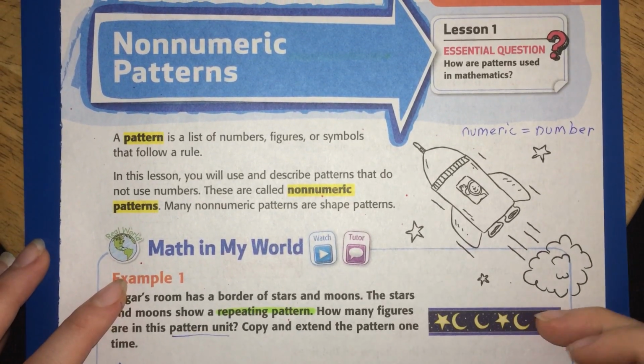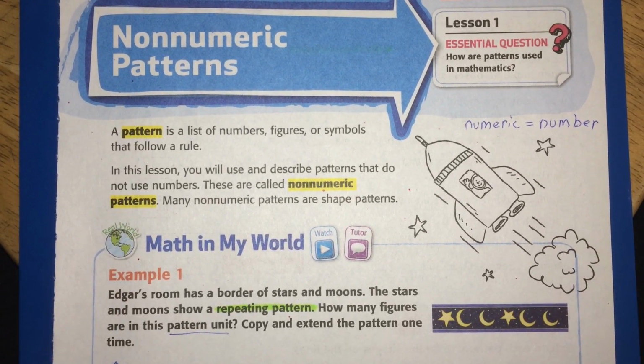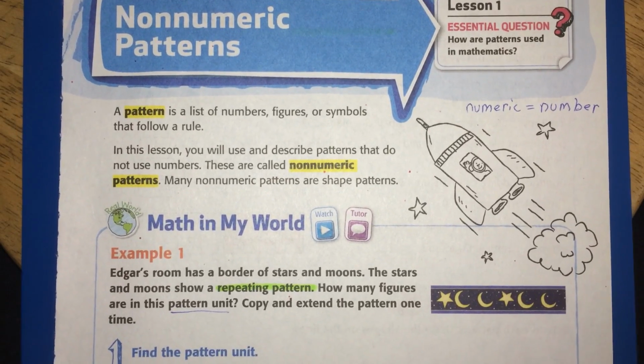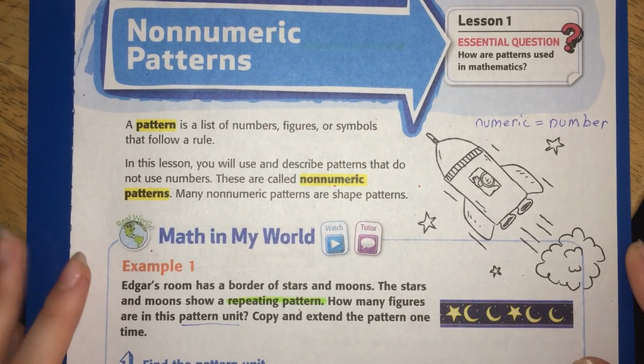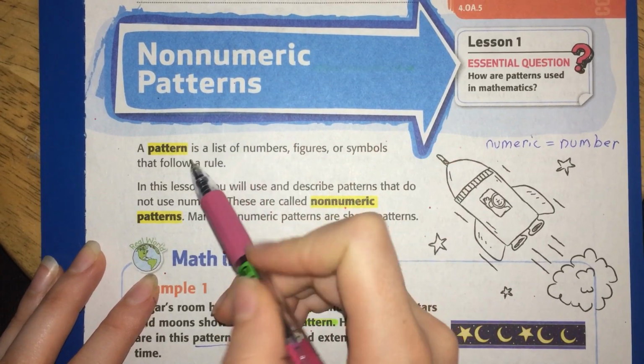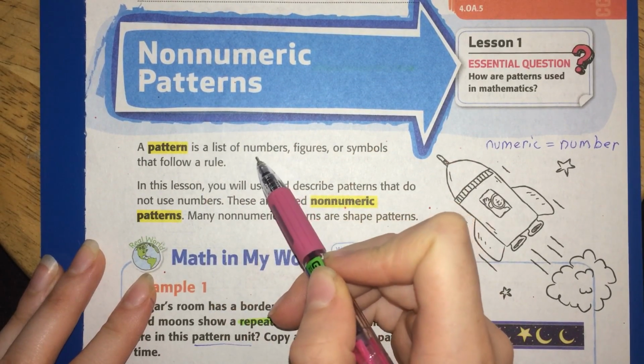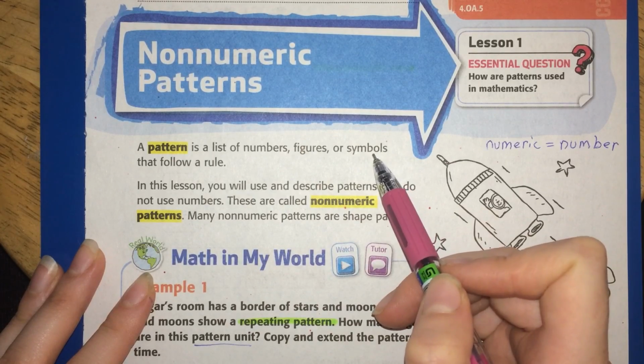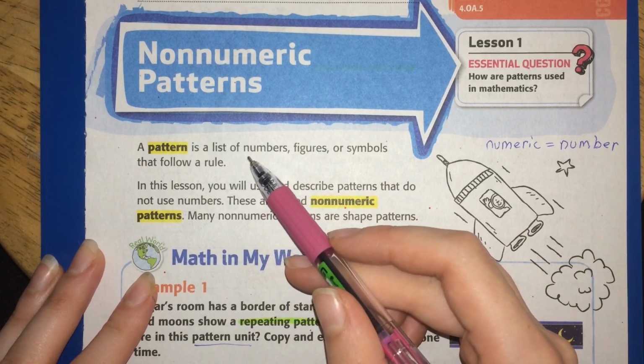Welcome to Chapter 7, Lesson 1. This chapter is all about patterns. The first lesson is called Non-Numeric Patterns. A pattern is a list of numbers, figures, or symbols that follow a rule.